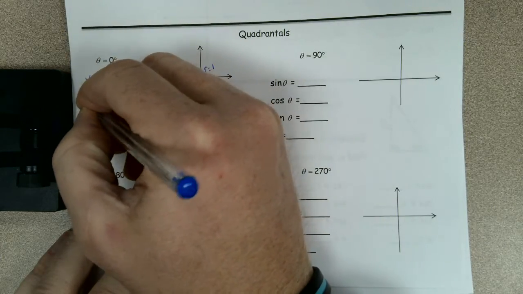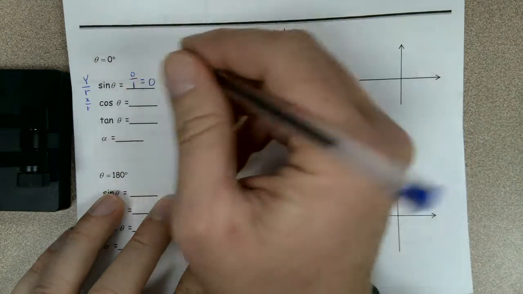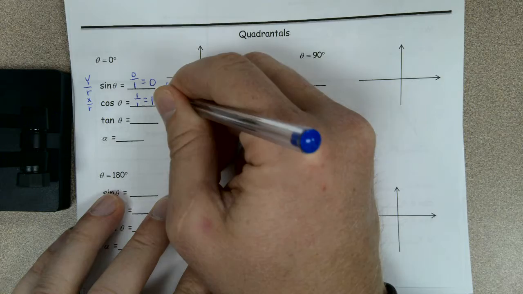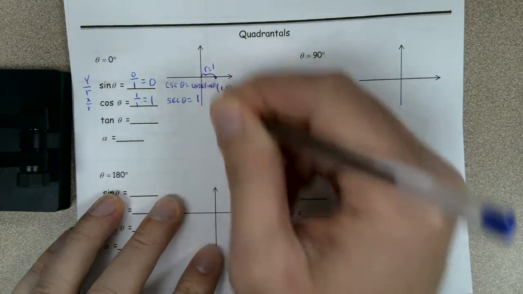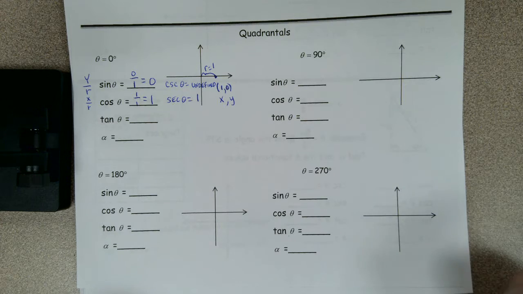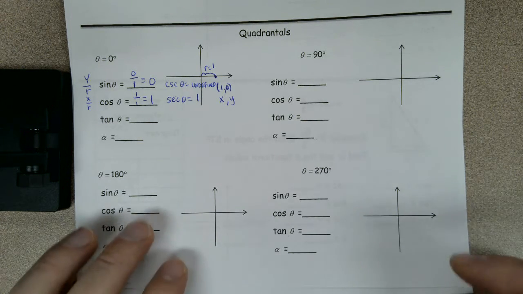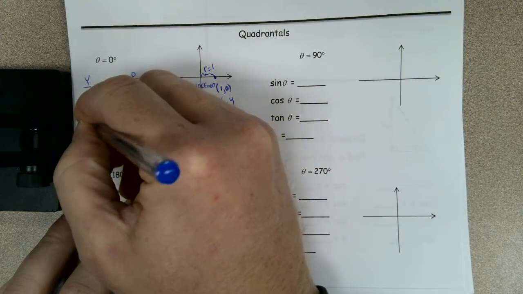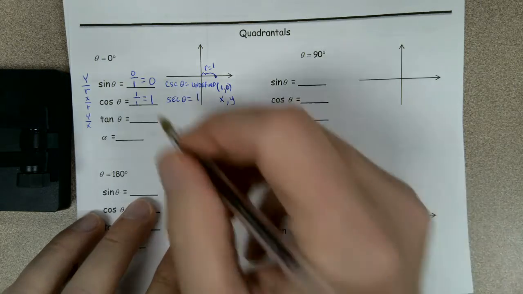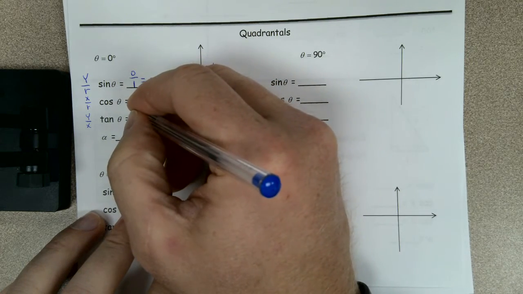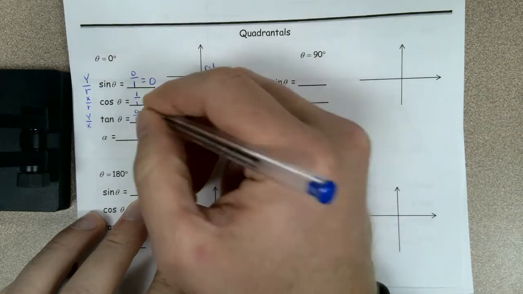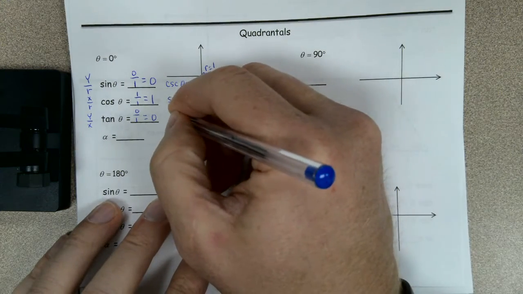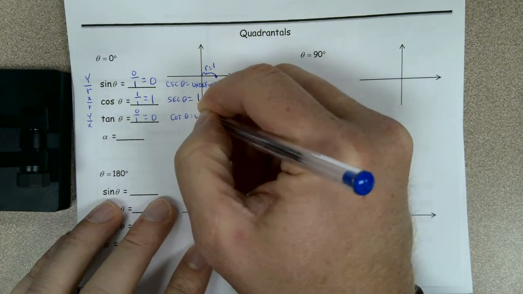Cosine is x over r. Well, my x value is 1 and my r value is 1, so 1 over 1 would be 1. My reciprocal of that is also 1. For tangent, it's sine over cosine, or y over x. So if you think about that, 0 over 1 is just simply 0. And then my cotangent, it's also going to be undefined.